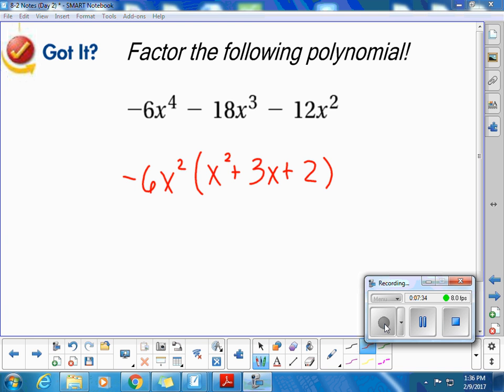This one you had to be a little careful. I factored out a negative 6x squared. So if I take the negative 6x squared out, divide by negative 6x squared, that first term is going to be positive x squared. If I divide this by a negative, we're also going to get a positive number, and same with the third term, because we're dividing it all by negative, so they all should be positive. So negative 6x squared is the factor I got out, the greatest common factor, and then that is times the quantity x squared plus 3x plus 2.